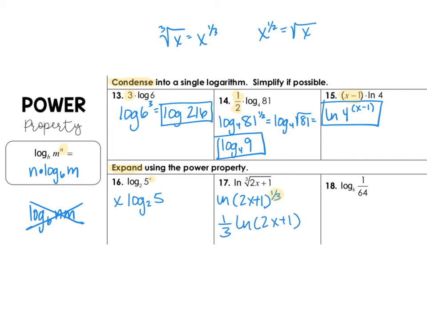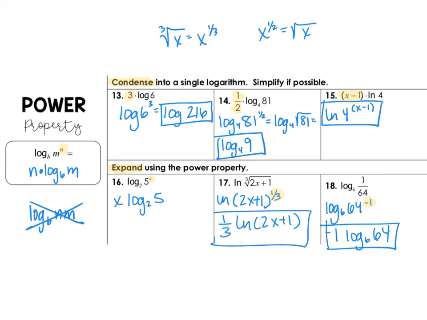Now 18 can be done a few different ways. I'm going to do it the simplest way and realize that the 64 is on the denominator. And if I want to move the 64 up off of the denominator, I can rewrite this as log base 6 of 64 to the -1. And that would give me a -1 as my exponent. So then I could take the -1 and move it to the front. -1 log base 6 of 64. So this requires you to understand your properties of exponents and to understand your properties of logarithms.